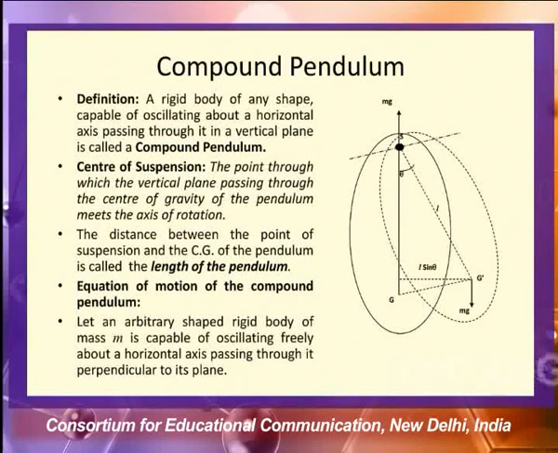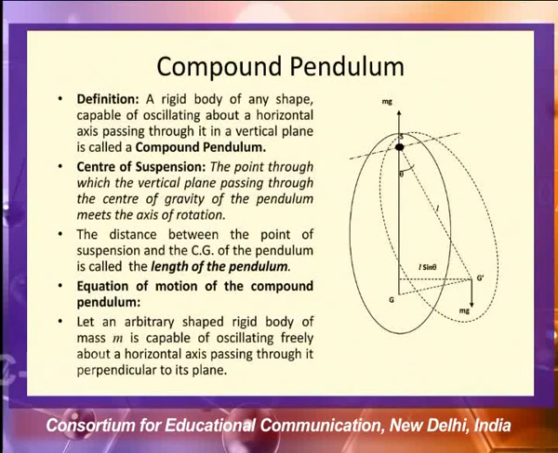Now we'll talk about what a compound pendulum is. First thing, in a compound pendulum, mass is distributed. In a simple pendulum, our mass is not distributed; we just have a string and a bob. But in a compound pendulum, our mass is distributed. So we can say, a rigid body of any shape capable of oscillating about a horizontal axis passing through it in a vertical plane is called a compound pendulum.